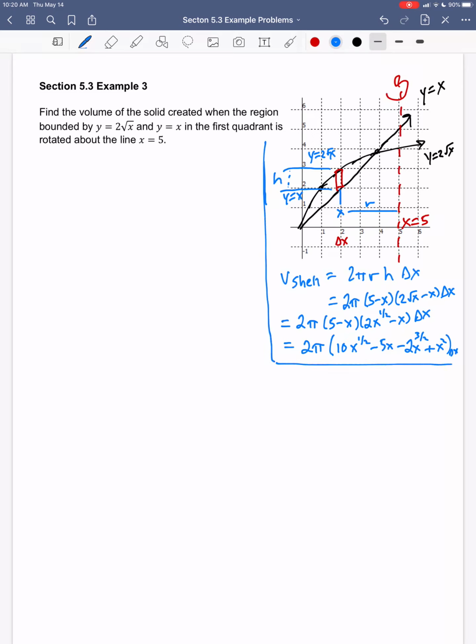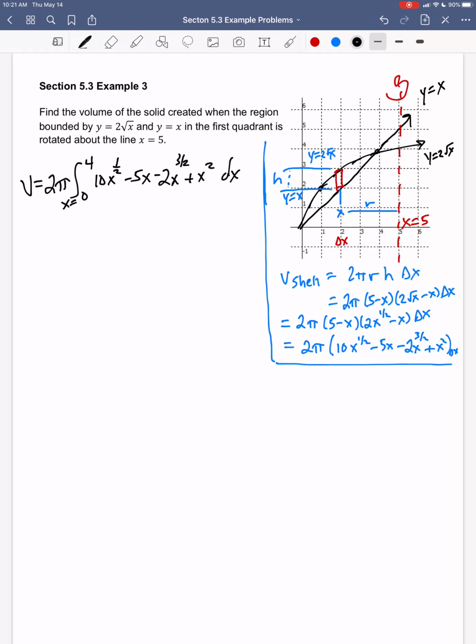To find the overall volume, I'm going to pull out the 2 pi. We're going to integrate as x goes from 0 to 4. And I've got 10x to the 1/2 minus 5x minus 2x to the 3/2 plus x squared dx.